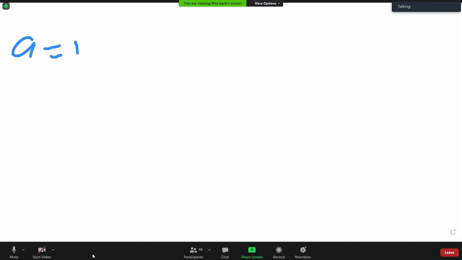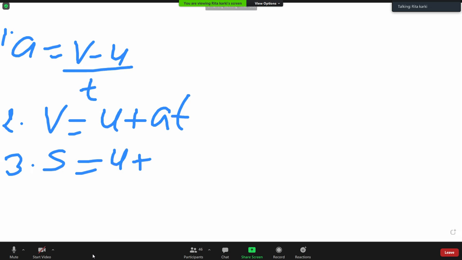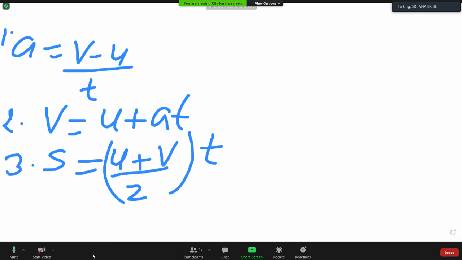v minus u equals to v minus u upon t. What is the second equation? v equals to u plus at. Question number 3: s equals to (u plus v) upon 2, into t.